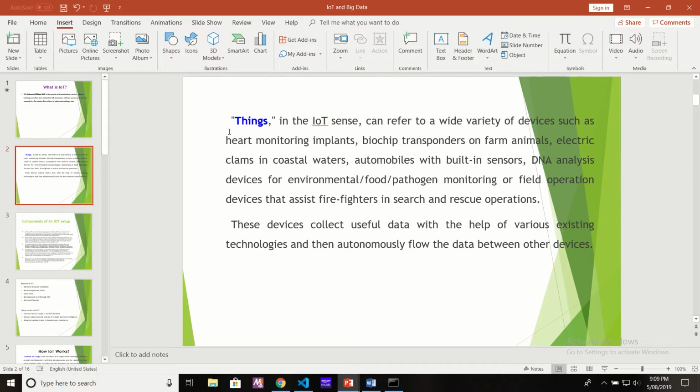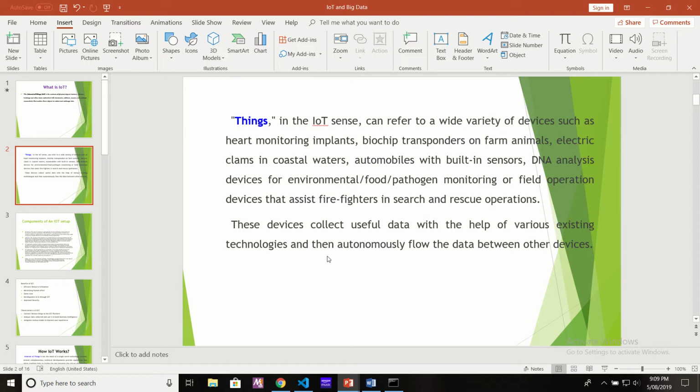Okay, so things in the IoT sense can refer to a wide variety of devices such as heart monitoring implants, biochip transport on farm animals, electric lamps in coastal waters, automobiles with built-in sensors, DNA analysis devices. These devices collect useful data with help of various existing technology and autonomously flow the data between other devices.